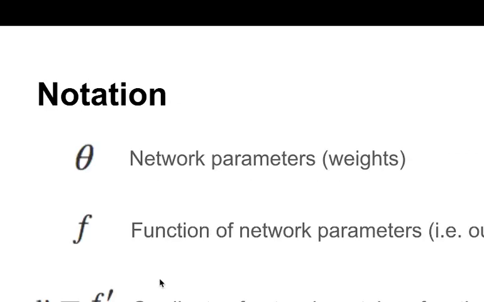So let's define some notation. We know what theta is, right? It's just the weight values. And we know what f is. It's the function of the network parameters, right? So if you do f of x, that's just the output of our network. So let us define v equal to the derivative of f, so the gradients of the network with respect to the loss function. That's the same thing as just saying this, which we already calculated earlier with backpropagation, right? We calculated it right there.